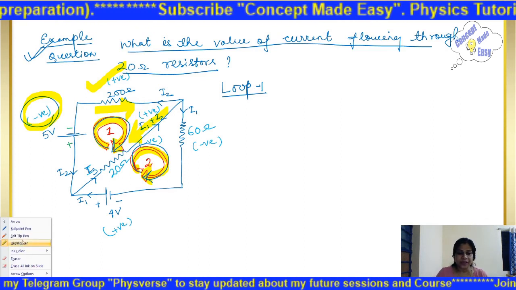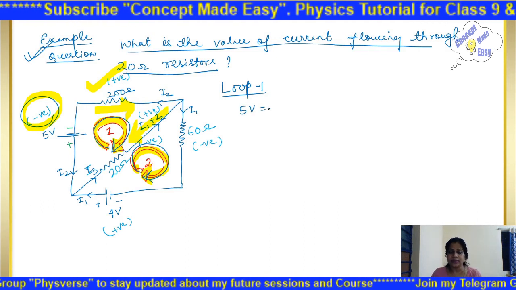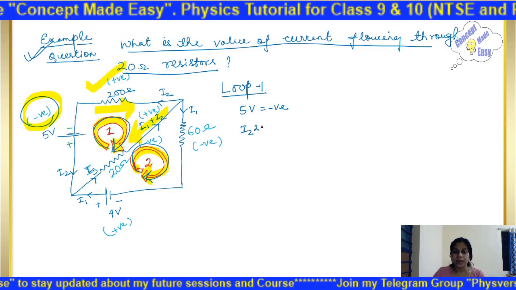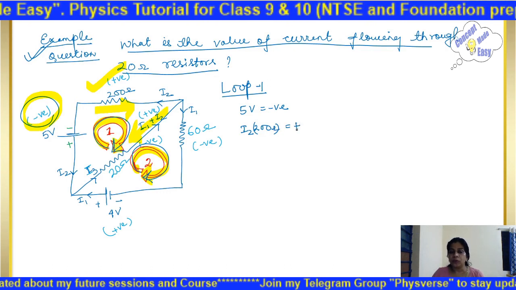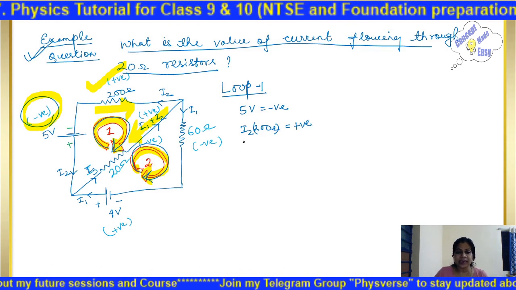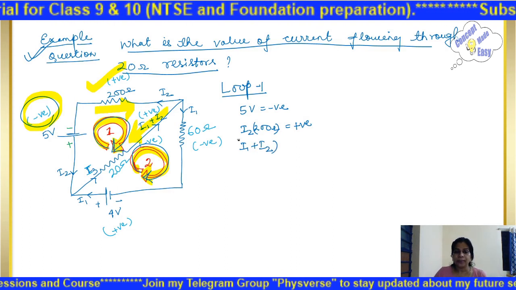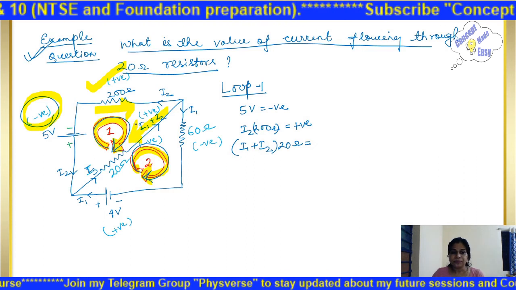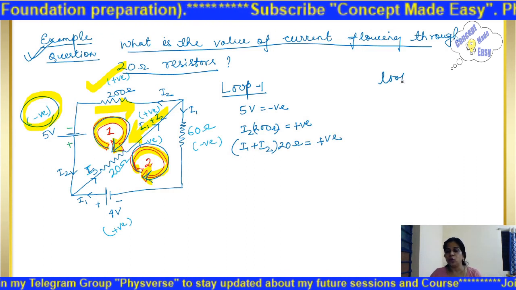So I can write 5 volt, this is negative, and this I2 multiplied with 200 ohm, this is positive, as well as I can say this is I1 plus I2 multiplied with 20 ohm is equal to positive. Okay, similarly for loop 2.